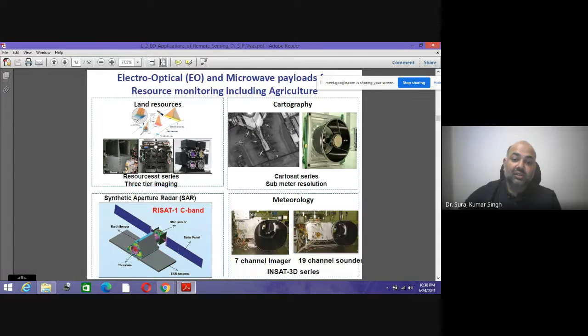Some examples of how these satellites are sensed. So you can see in the picture how they are seen, their manufacturing, and how they record the object. And these are some pictures of those sensors.